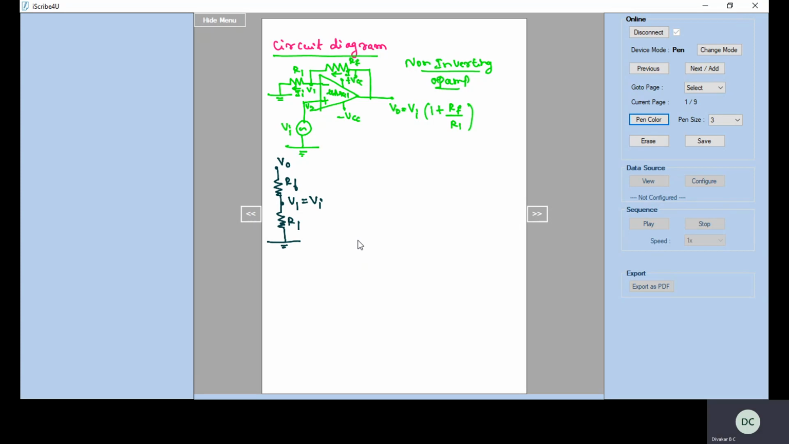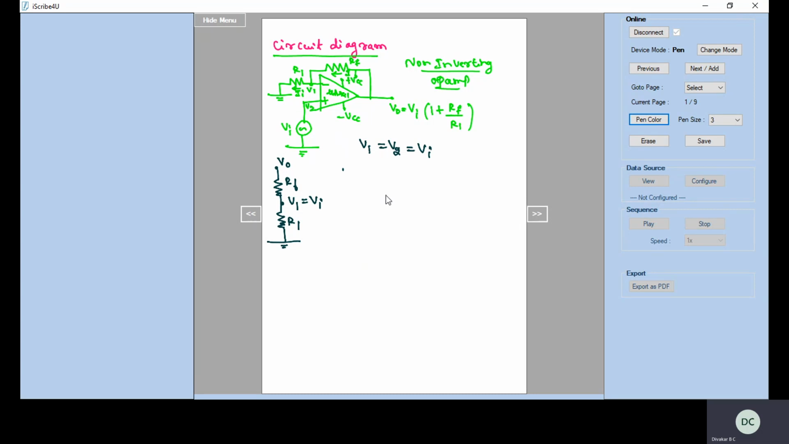So due to the concept of the virtual ground, V1 is equal to V2, that is equal to Vi. See here, the non-inverting terminal is connected to the input voltage. So therefore, whatever the potential at the non-inverting terminal, the same potential will be at the inverting terminal. So Vi is nothing but V2, that is nothing but V1. So redraw the circuit here where V0 is connected to the feedback resistor RF, and one end is V0, the other end is connected to V1, where the resistance R1 is connected to the ground.